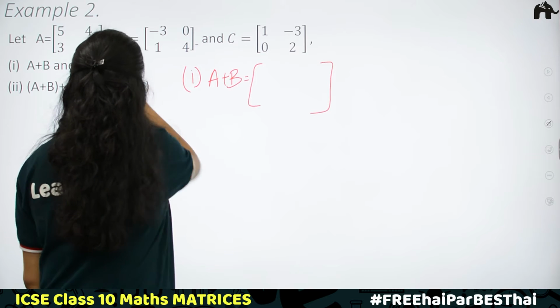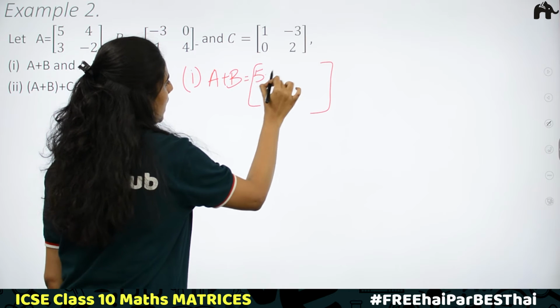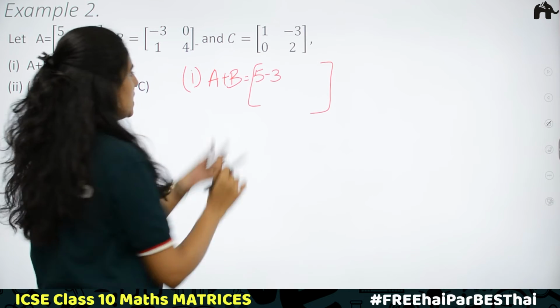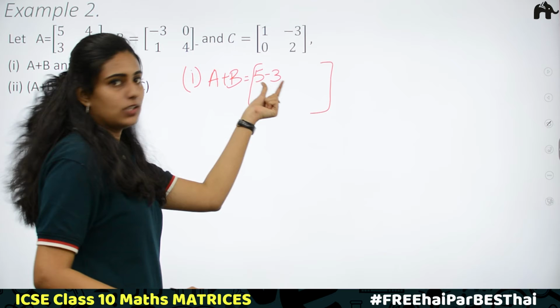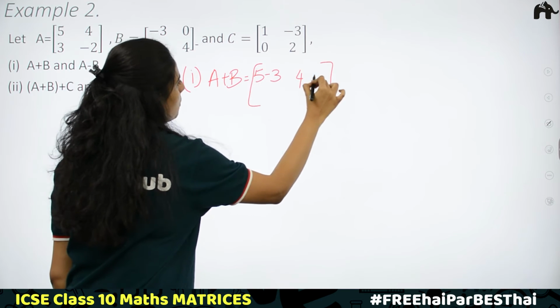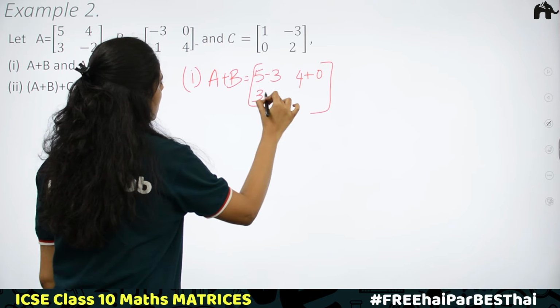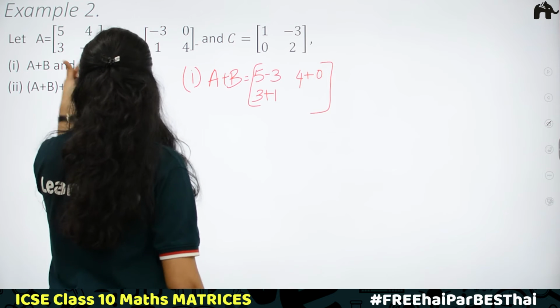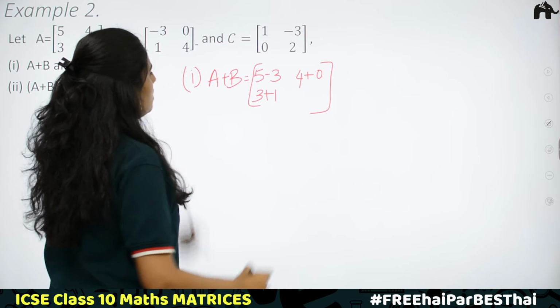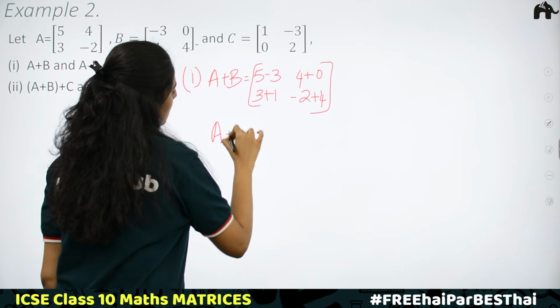Here, what is the first element? 5 and here it is minus 3. 5 plus minus 3 is 5 minus 3. Therefore, I wrote like this. Okay, then second, 4 and here it is 0. 4 plus 0. Here 3 and 1. 3 plus 1. Minus 2 and plus 4. Minus 2 plus 4. So, this gives us the A plus B matrix.